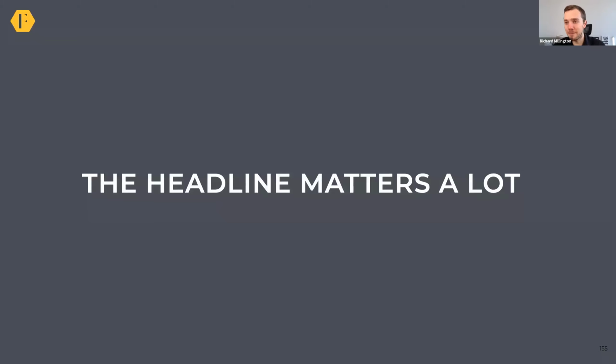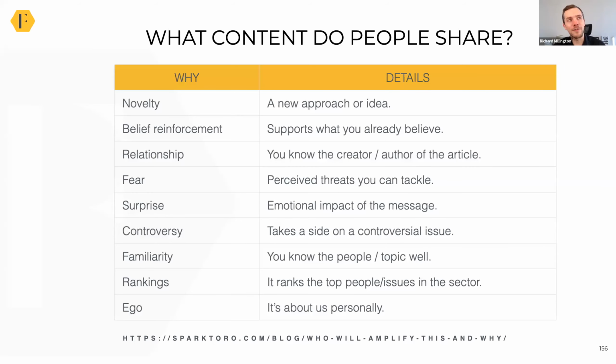Next is that the headline matters a lot. People don't read content that they don't find engaging. And we have to think about how we're going to make sure that the content that we create is engaging. And that's why we have to think about what is the approach? How are we going to position this? Is it a novelty approach?